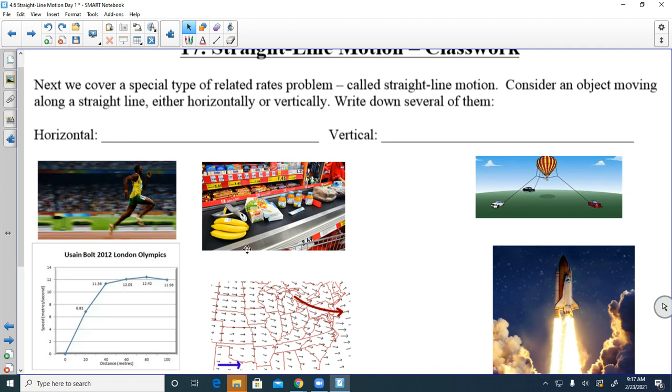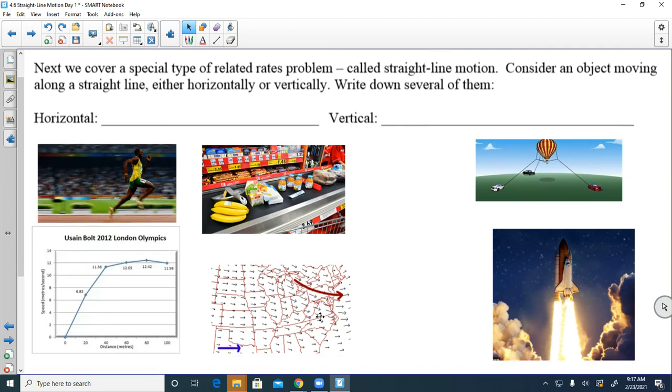Other horizontal motions involve conveyor belts, like at the grocery store, how your groceries will move down this conveyor belt. These are objects moving along a line. Wind is also something we can think of analyzing in this way, because wind moves in one direction at once. This is a graph of wind throughout the US. Or if we have a hot air balloon that is tethered, it would be able to move up and down. And rockets also move vertically.